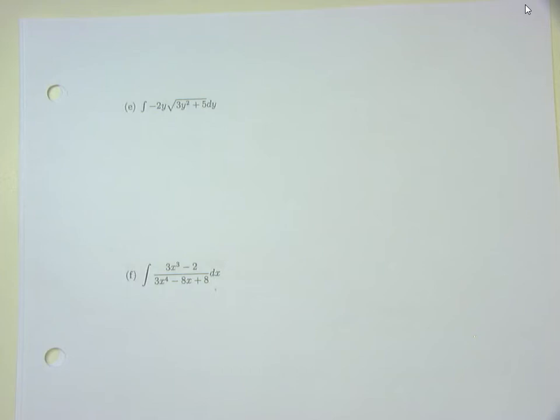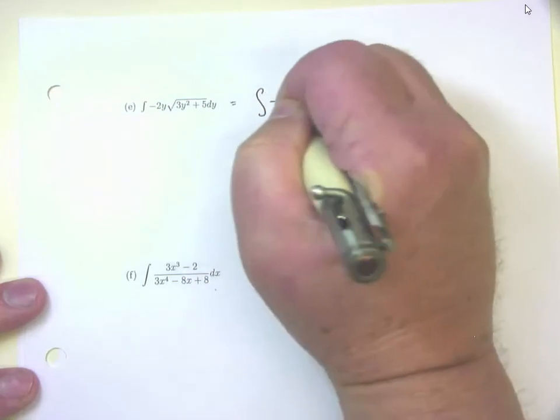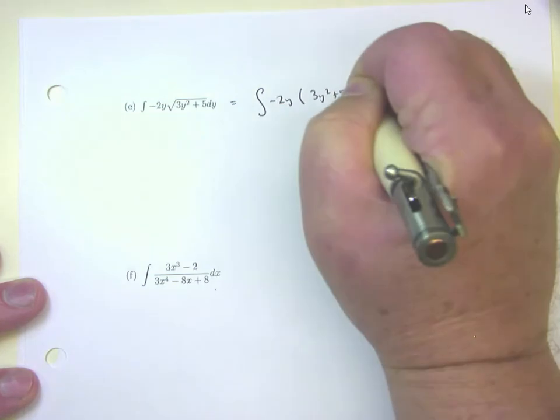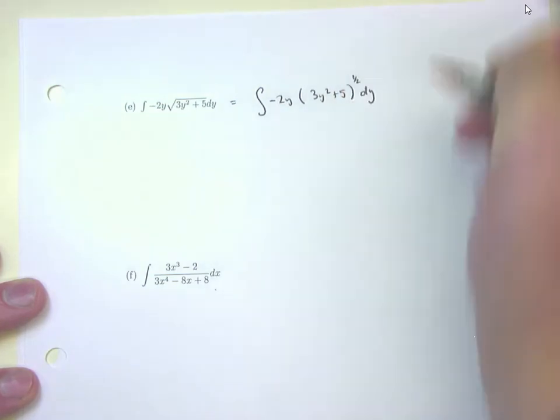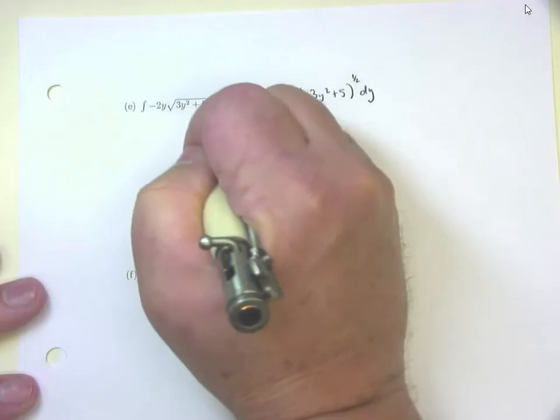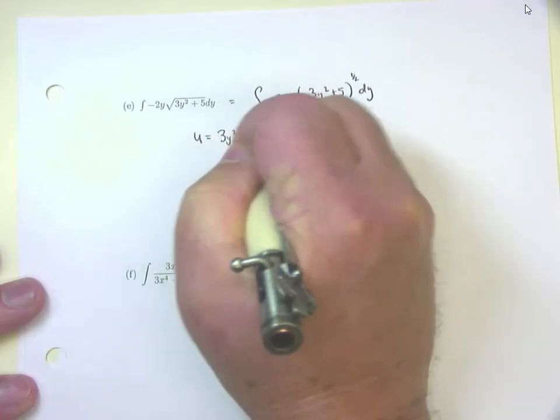First rule is this. I don't do square roots. What's the square root also known as? Half a power. So this turns into the integral of negative 2y times 3y squared plus 5 to the 1/2 power dy. Not a rule I have memorized, so u-substitution. What are you going to let u equal? Inside parentheses, which is your 3y squared plus 5.